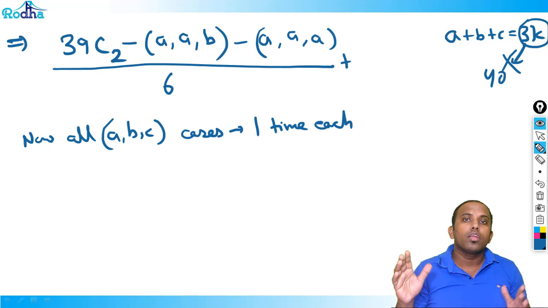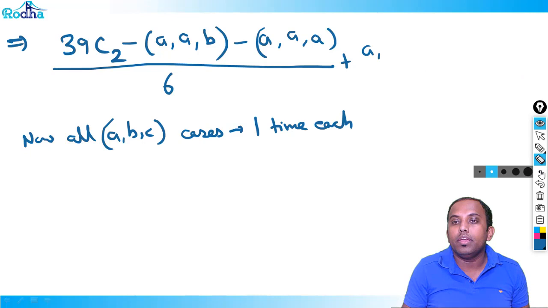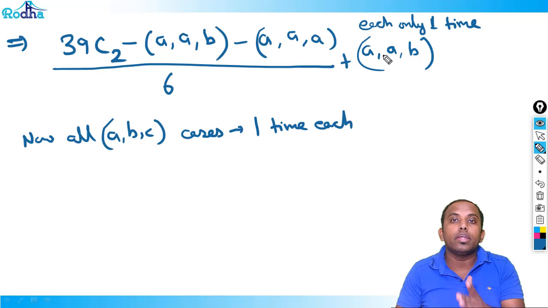Now add back the cases of AAB, but each only one time. Because if you arrange it, its ordered count will be 3 times, factorial 3 by factorial 2, like 1, 1, 38; 1, 38, 1; 38, 1, 1. But I want that to be only one time, because it is an unordered solution, right?